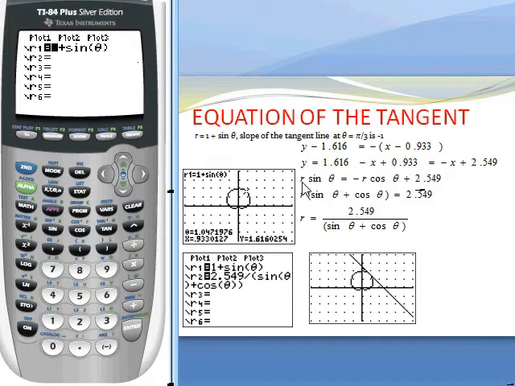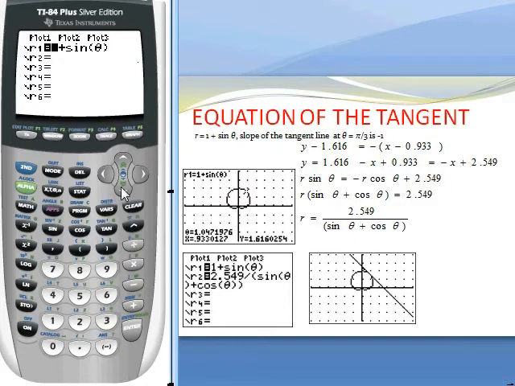So instead of y, I put r sine theta, and instead of x, I put r cosine theta. This is what I have. Now I have the r on the left, factor it out. This is what you have. Divide everything by sine theta, cosine theta. Here we go. R equals that. This is actually the polar form of this equation.